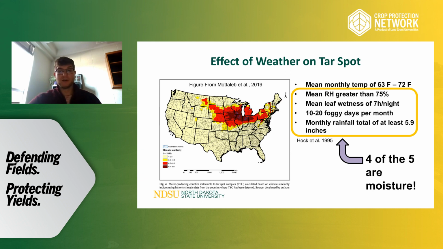Okay, so 4 out of the 5 important variables seem to be driven by moisture, such as high levels of relative humidity, long durations of leaf wetness, many days of high fog and foggy days, as well as a large amount of monthly precipitation, okay? So again, driving home that moisture seems to be important.